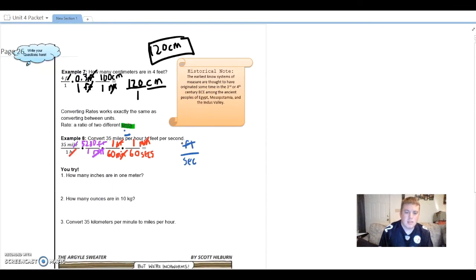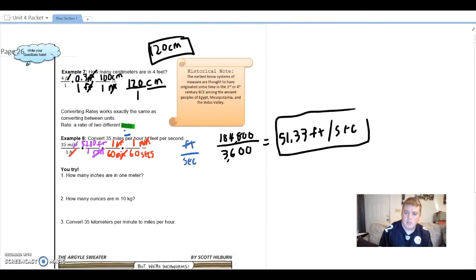So I'm going to write this off to the side because I'm going to have trouble fitting it in right there. But I multiply the top, 35 times 5,280, and I'm going to get 184,800. And then on bottom, I'm going to multiply 60 times 60, which is going to give me 3,600. And I divide these out, and that's going to give me 51.33 feet per second. So that is going to be my final answer. I was asked for feet per second, and that is what I gave.